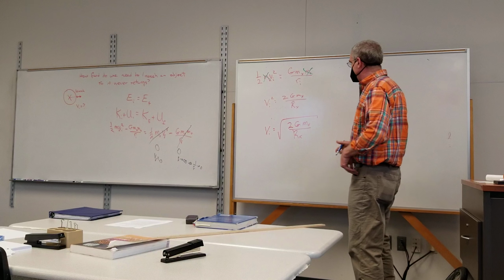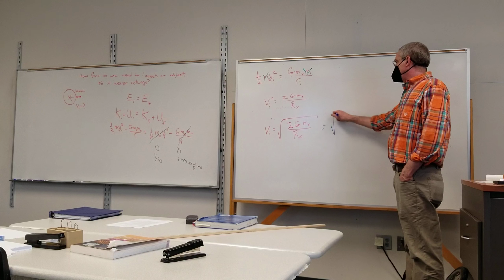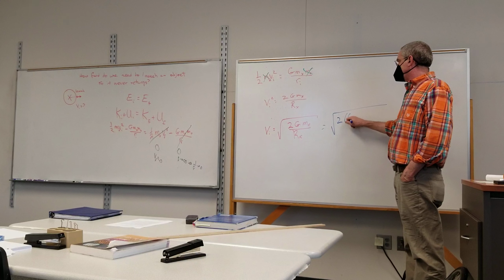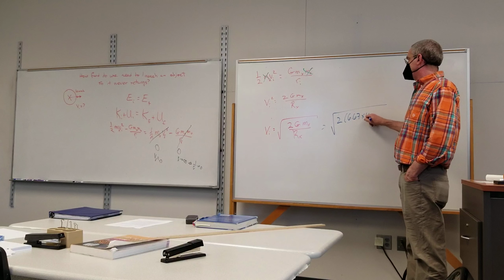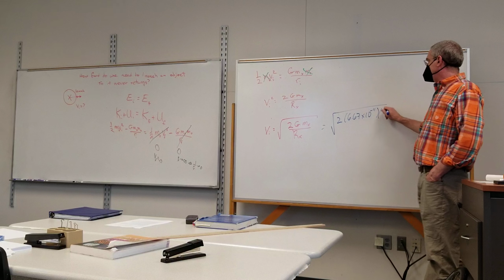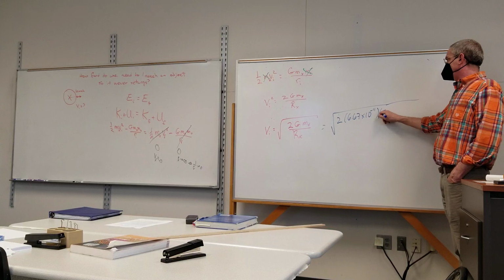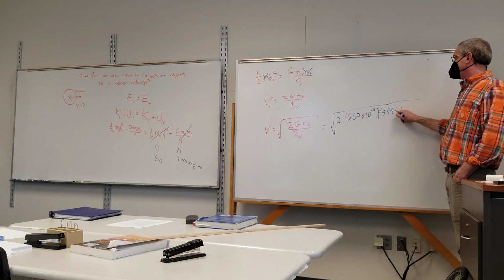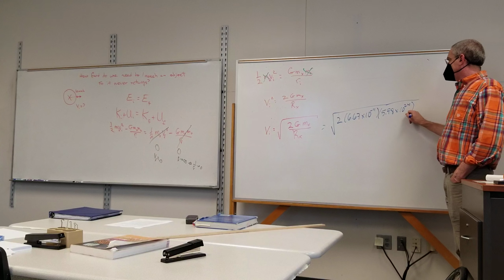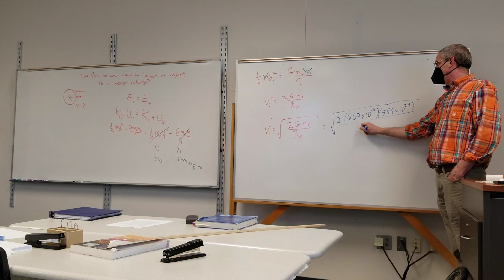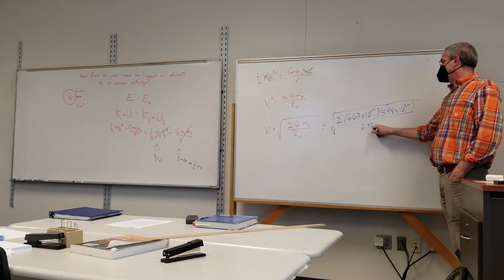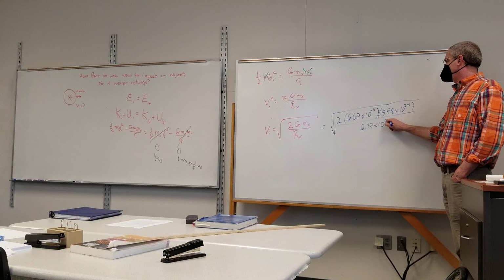See what the escape speed for Earth is. So that would be the square root of 2 times 6.67 times 10 to the negative 11 times the mass of our planet, 5.98 times 10 to the 24th, divided by the radius of our planet, which is 6.37 times 10 to the 6th.